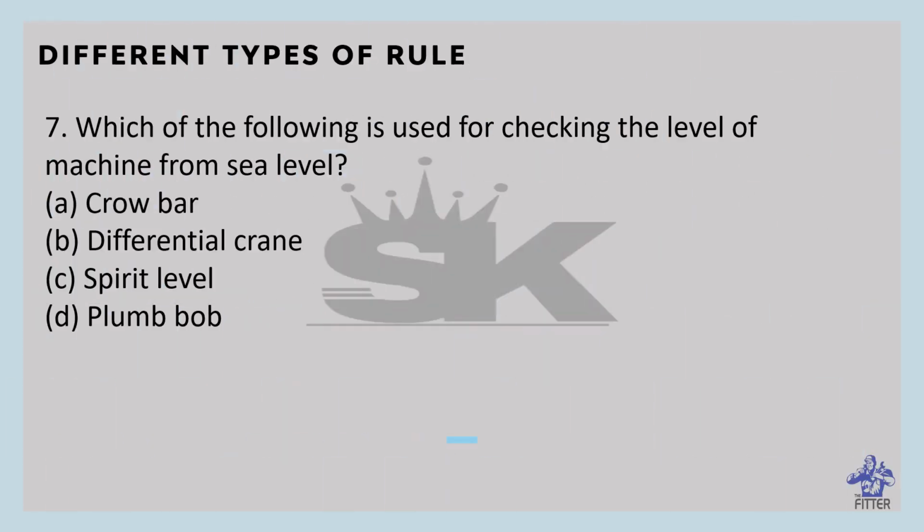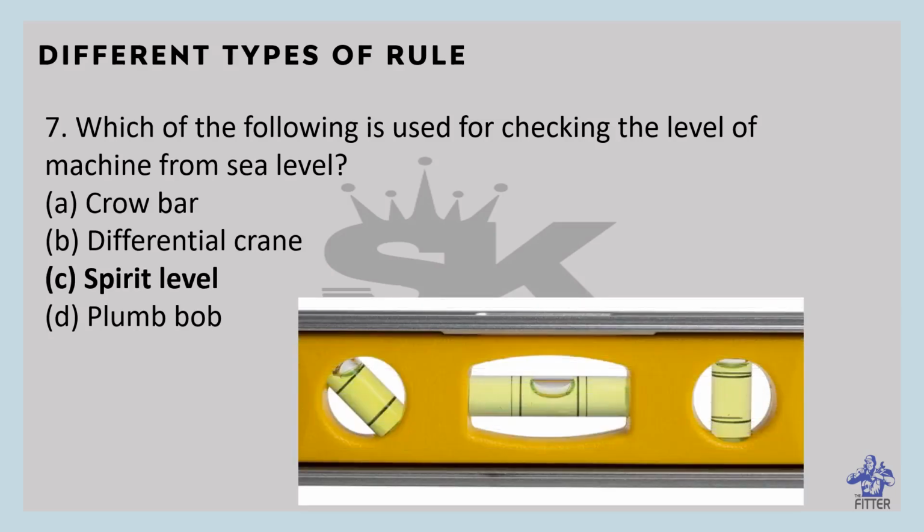Which of the following is used for checking the level of machine from sea level? That is spirit level. You can see in the image different types of spirit levels here. The middle one is for horizontal. This is for vertical. This is for inclined measurements. Spirit level is an instrument designed to indicate whether a surface is horizontal or vertical.